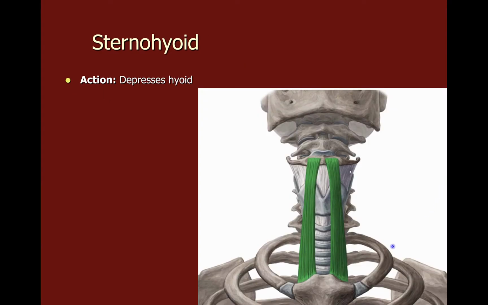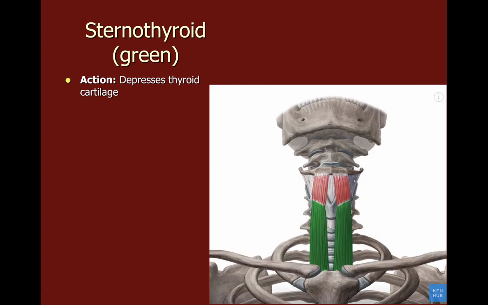Sternohyoid. So again, we're going to think about our sternum, and this muscle is going to act on our hyoid. So if we contract this muscle, that is going to depress our hyoid. Remember, our hyoid bone does not have a bony attachment, and it's used for swallowing and speaking. Our sternothyroid here is in green, and that's coming from our sternum to our thyroid cartilage. And again, that is going to depress our thyroid cartilage.